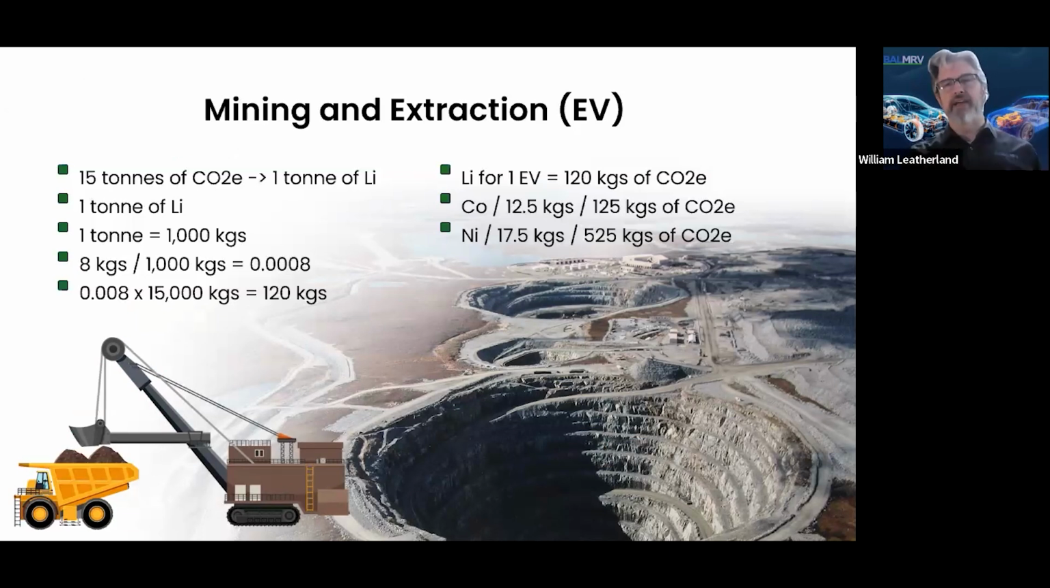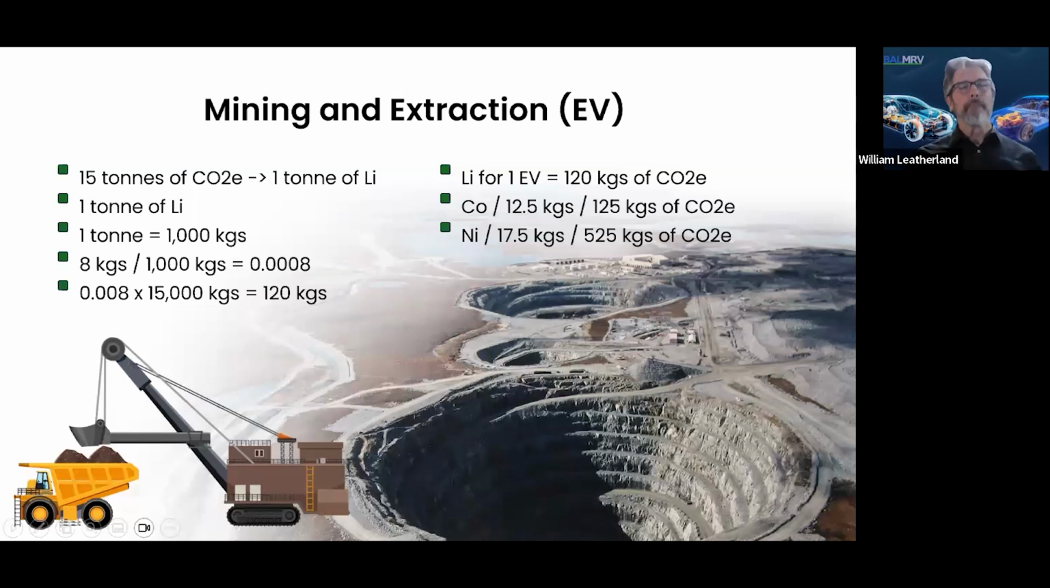Now, you notice I wrote tonne, T-O-N-N-E, because another thing you need to do is make sure you're comparing apples to apples. You don't want to use a short ton because that's a little bit less than 1,000 kilograms. You don't want to use a long ton because that's a little bit more than 1,000 kilograms. One tonne gets us a good, scalable 1,000 kilograms, and that's what we're using. So to make 1 ton of lithium, we're producing about 15 tons of CO2 equivalent. 1 ton is equal to 1,000 kilograms.